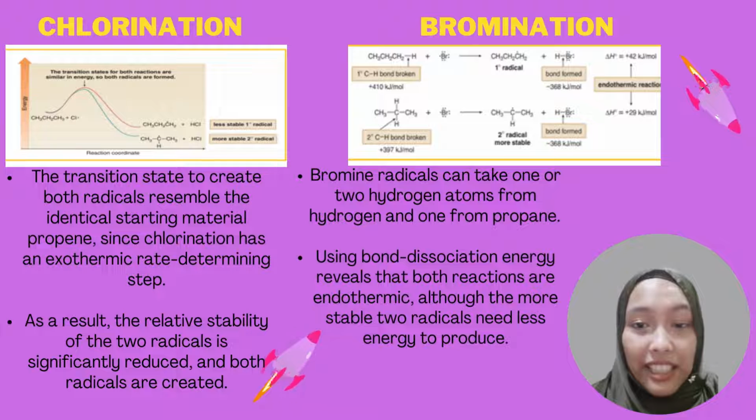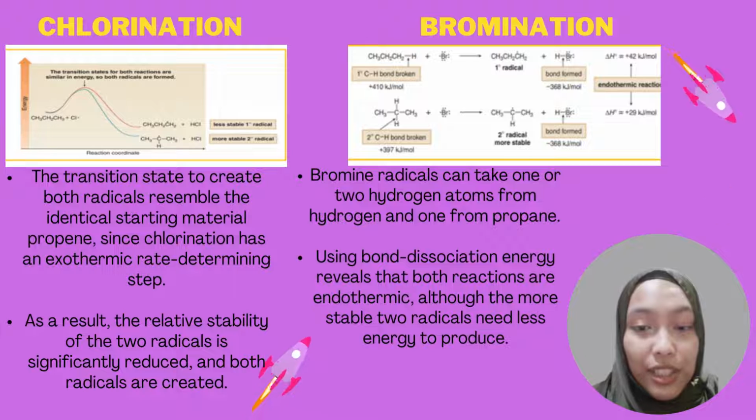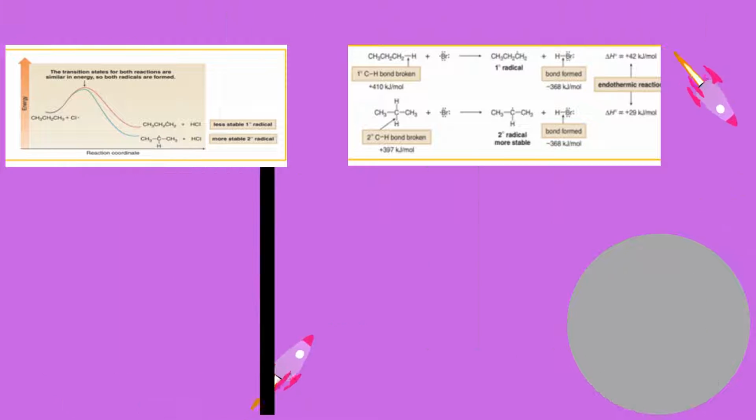Next, we go to chlorination. The transition state to create both radicals resembles the starting material, propane, since chlorination has an exothermic rate-determining step. As a result, the relative stability of the two radicals is significantly reduced, and both radicals are created. To conclude, because the chlorination rate-determining step is exothermic, the transition state mimics the starting materials, both radicals are produced, and a mixture of products is formed.